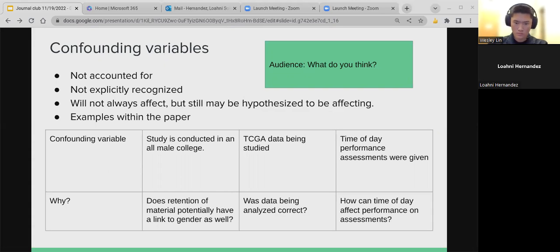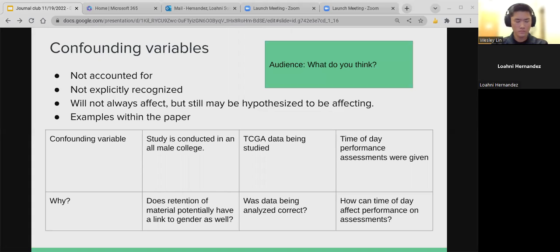Obviously, we may not be different neurologically, but do things such as gender bias and gender stereotype affect the performance of participants? Or even if we were to put this study in another college, would there be a difference in male and female retention of material, maybe due to gender bias and gender stereotype going on within the college, if there is any present? Another example would be within the present data being analyzed.